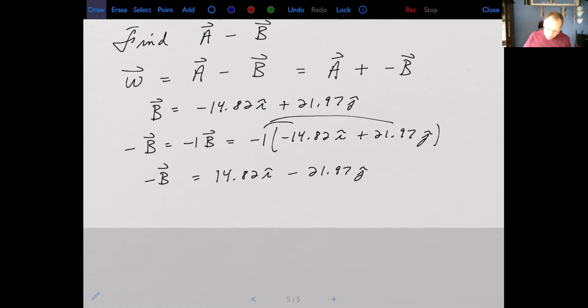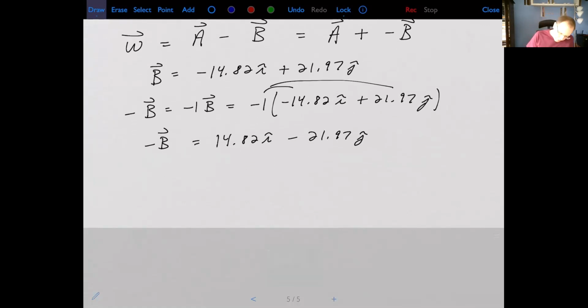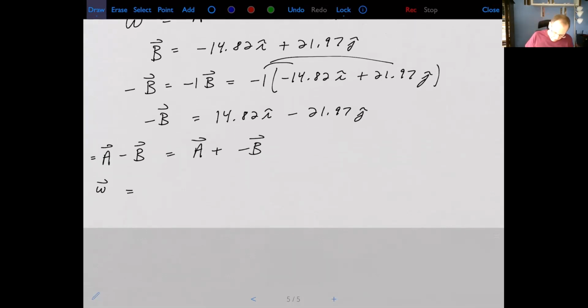So now if I want to find A minus B, that's the same as A plus negative B. And remember, I called this W, so W is going to be A minus B. A we already know, right? A was 38.85.